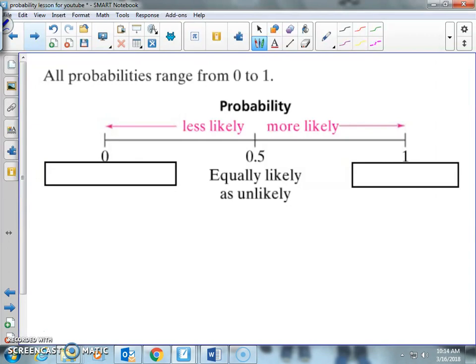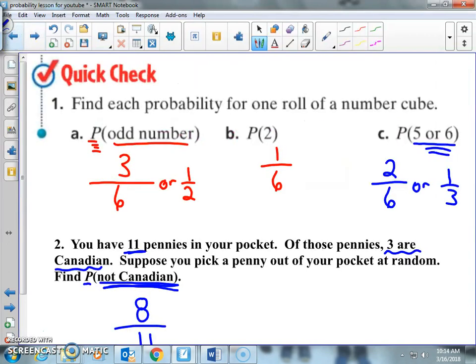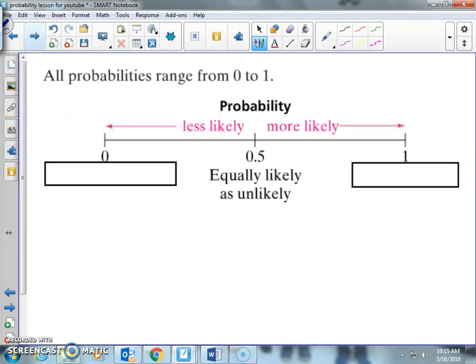Probabilities range from 0 to 1. Well, if you think about it, if we look back here, in letter A, 1/2 is between 0 and 1. 1/6 is between 0 and 1. 1/3 is between 0 and 1. 8 out of 11 is between 0 and 1. So probabilities have to range from 0 to 1.